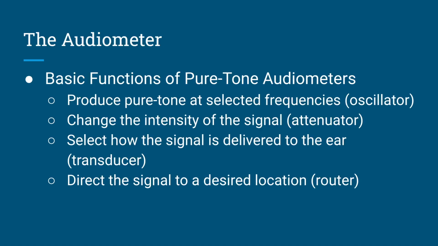For example, a tester would set the oscillator to 1000 Hertz, the attenuator to 30 dB HL, the transducer to insert earphone, and the routing to the right ear. When ready, the tester would hit the present button, and the patient would indicate a response by pushing a button, raising their hand, or just saying yes.